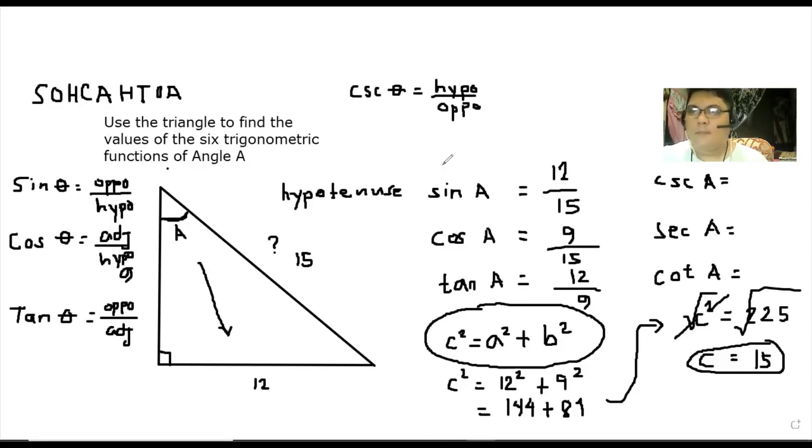Pag naman secant, inverse lang siya nung cosine, no? So secant theta, excuse me po. All right. Secant theta, that is now inverse. So when you say secant theta, that is hypotenuse over the adjacent. Yun po talaga yung rule. It was just hypotenuse over the, na-abbreviate ko na lang po, adjacent.